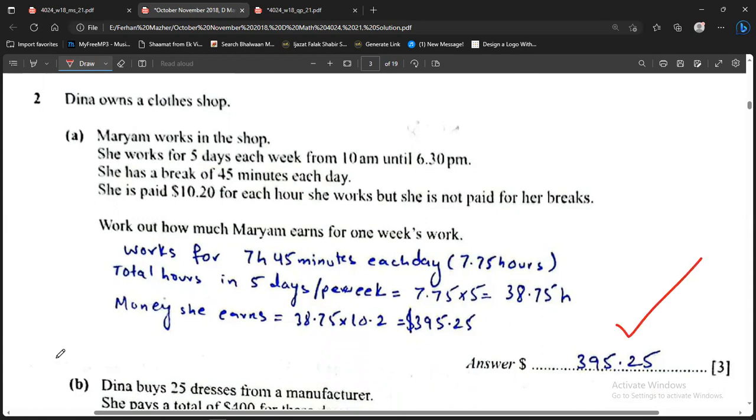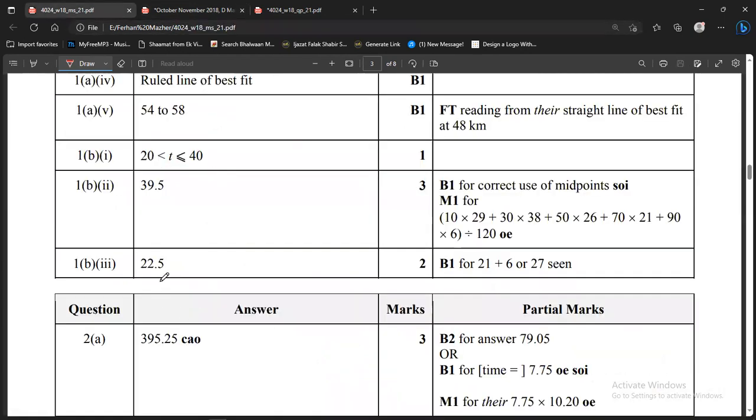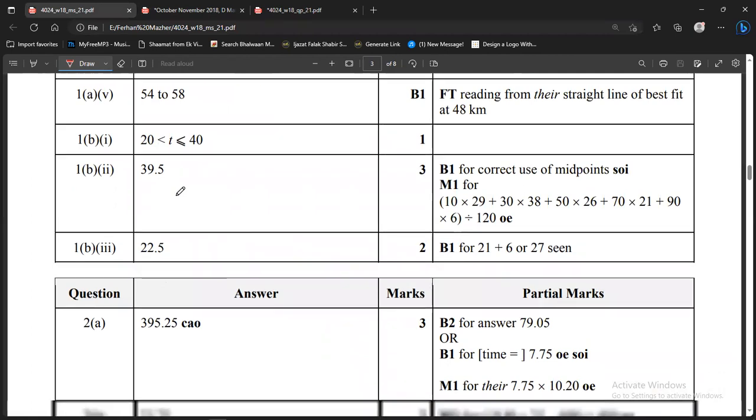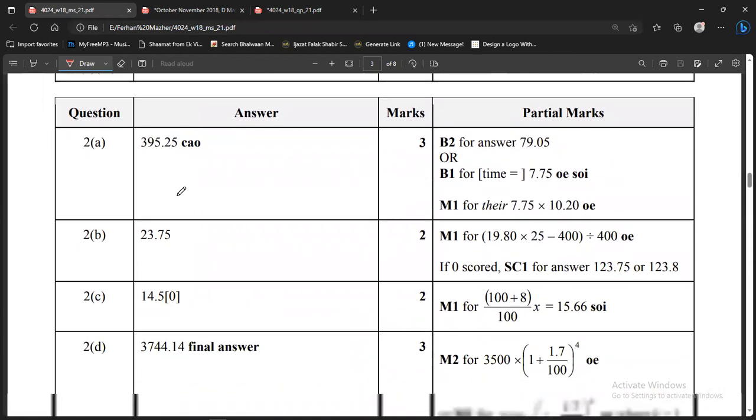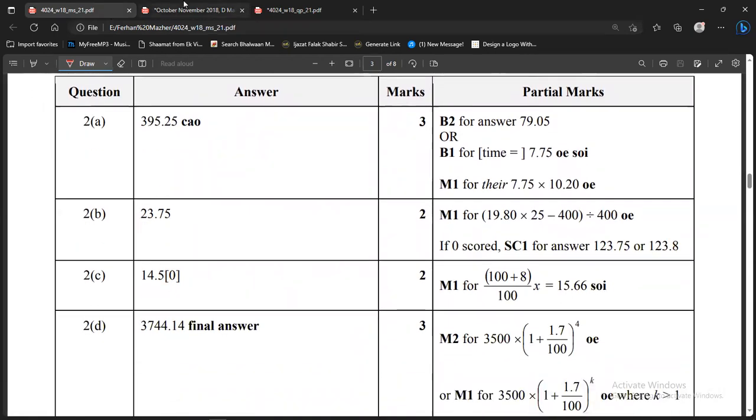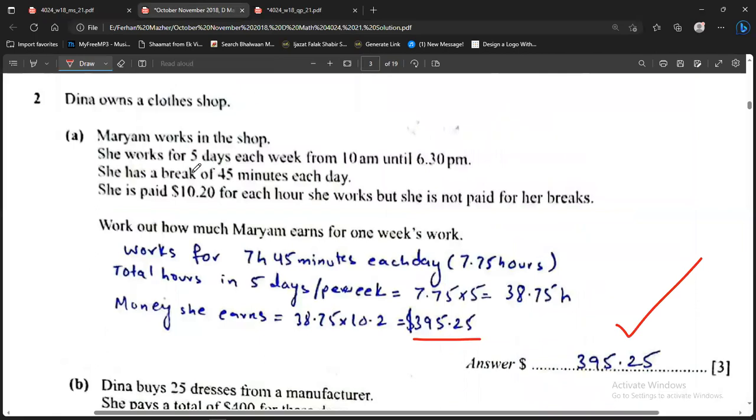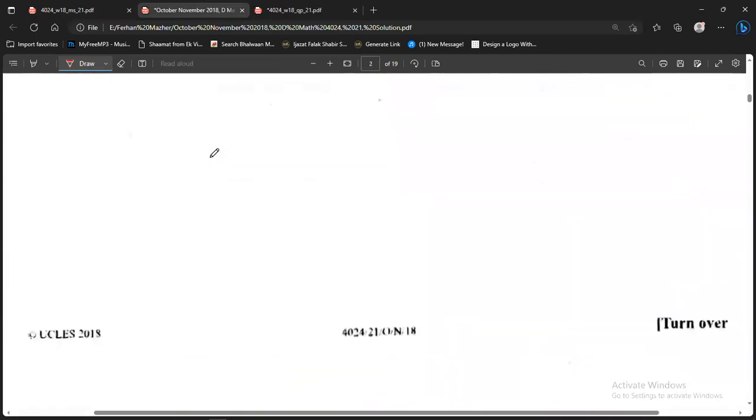So in 1 week, she will make $395.25. So this is the solution. I hope you understand.